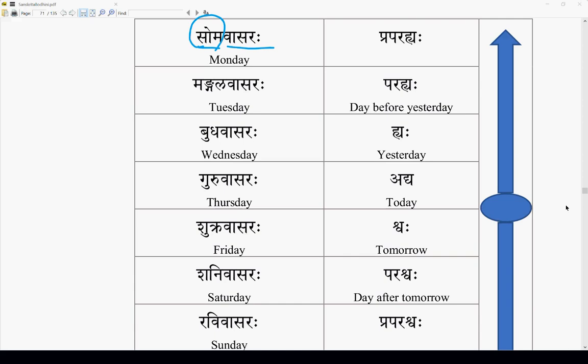Going back to Ravivasara. Here, sun day. Vasara. Now Ravi means sun. Everybody knows sun, right? Sun is a star in our solar system. Ravivasara. Now for Ravi, again there are dozens of words. Use any word you want there. Suryavasara, Bhanuvasara.